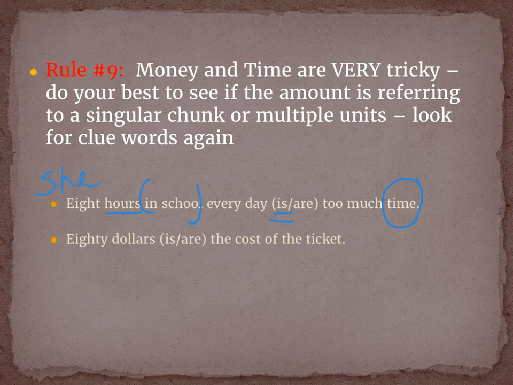In the second one, $80 is or are the cost of the ticket. We have our prepositional phrase. The subject is dollars. But we see again there that there's one cost of one ticket. So once again, it's singular. So it'll be she is.